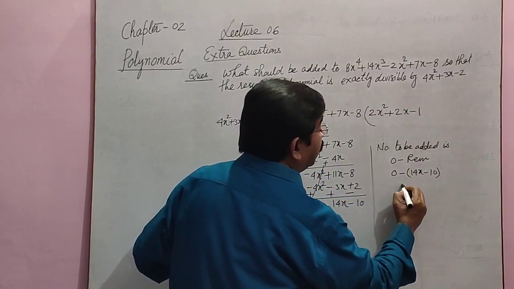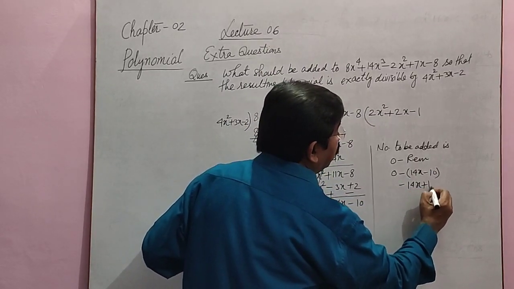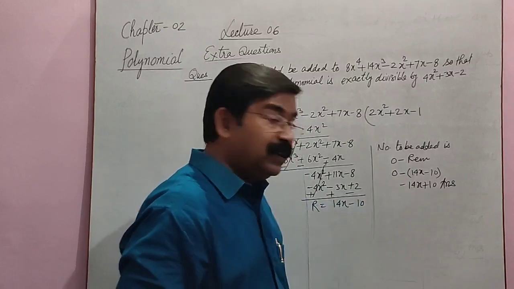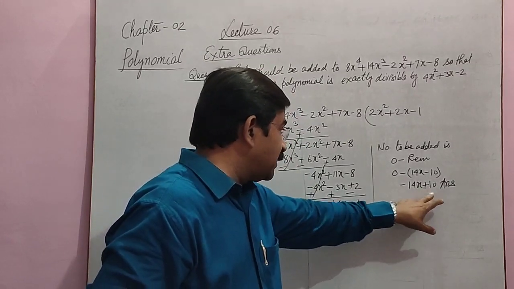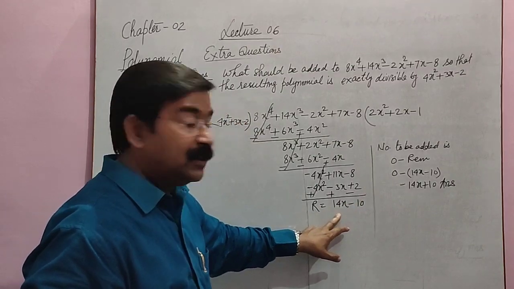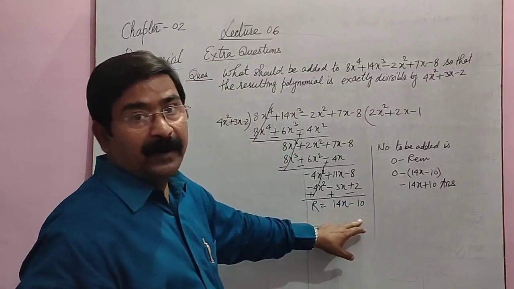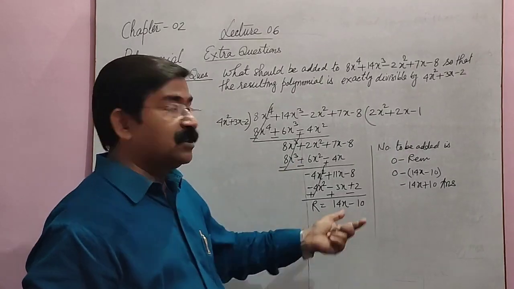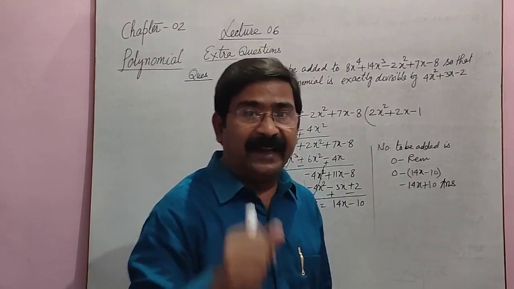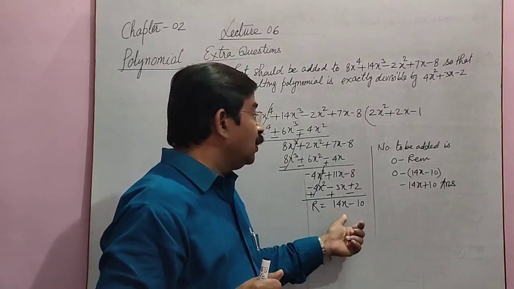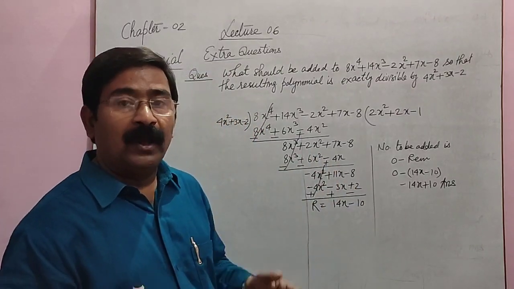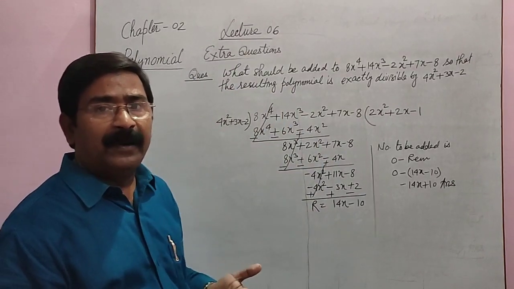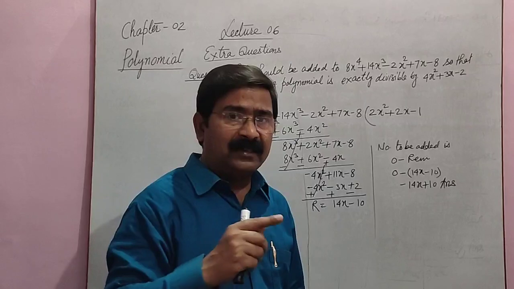Change the sign by opening the bracket. We have minus 14x plus 10 is your answer. How is it minus 14x plus 10? If you add minus 14x plus 10, minus 14x plus 14x, 0, plus 10 minus 10, 0, means remainder becomes 0. In that case, it is exactly divisible. So it is your answer. Whenever you are given what should be added, whatever remainder comes out, you have to subtract that remainder from 0. And in the case of what should be subtracted, the answer is exactly whatever remainder comes out to be, that is exactly the answer for your question.